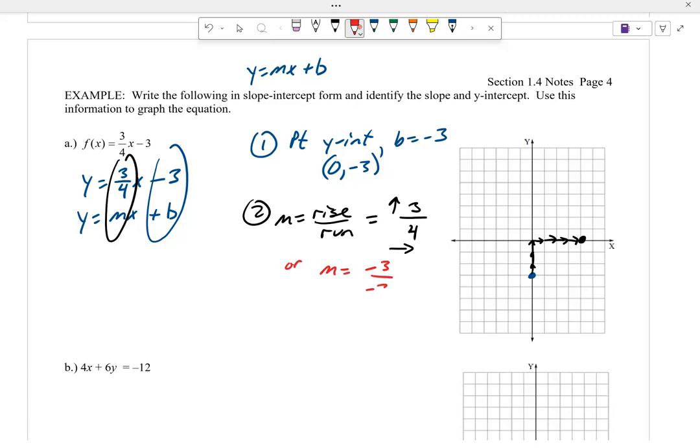A negative over a negative is still positive. So I could have gone down and left. Down 3 and left 4. And notice it's still on that line.